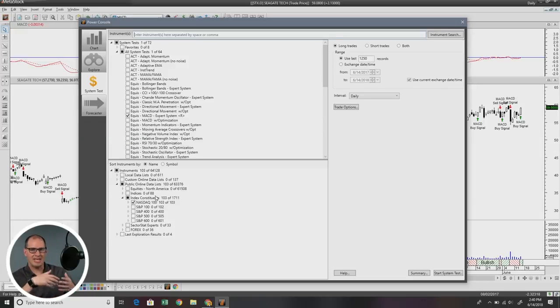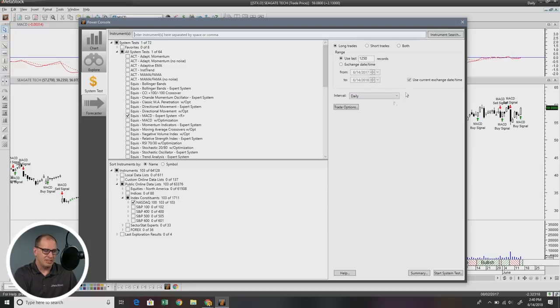Now you can do this with any system that's built in. You can make your own systems. You can put it against any list of stocks. This is just our example here. Then you can tell the system tester how you trade. You can say, I like to trade long only, I go short, or I go both.